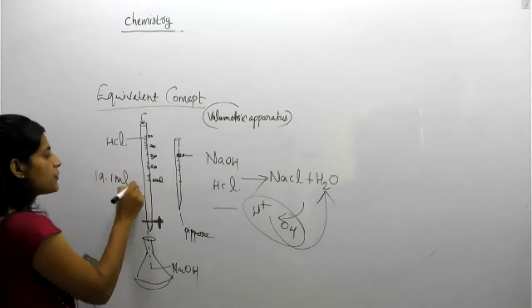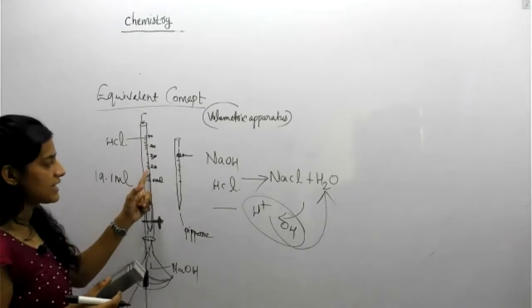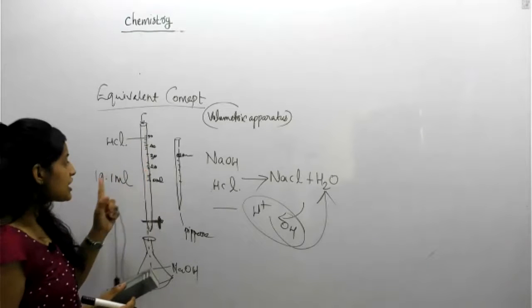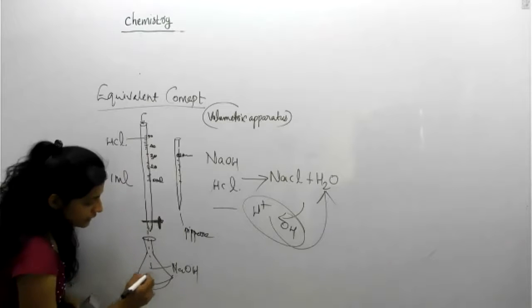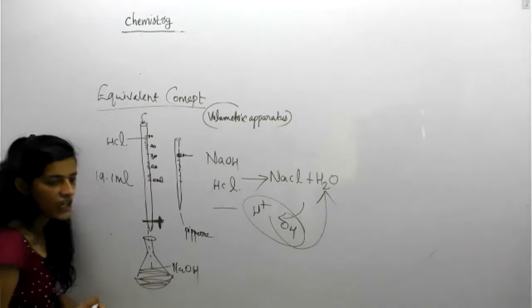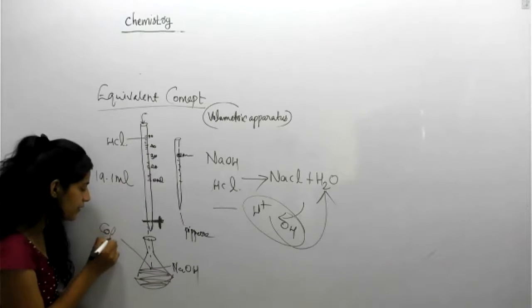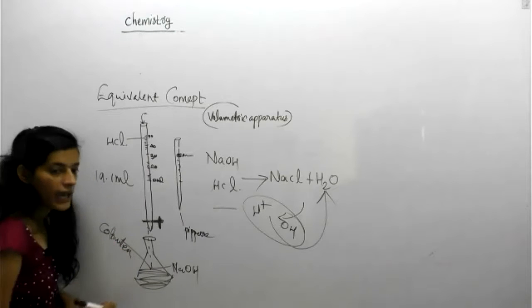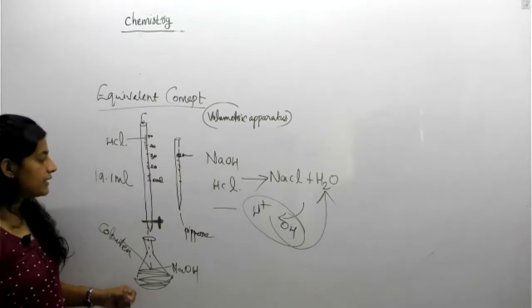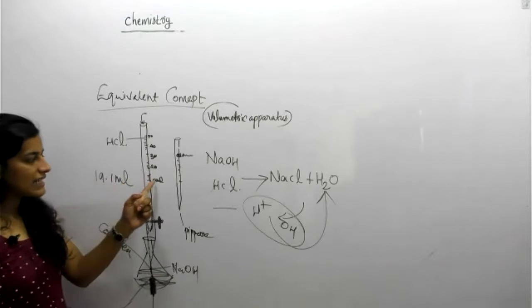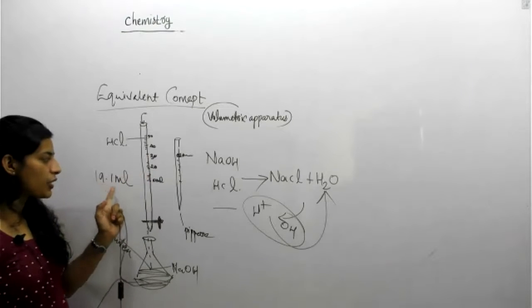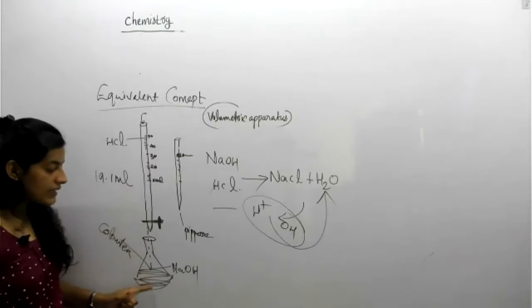19.1 ml, up to 19.1 ml, reaching here, the lower area. Suppose NaOH in the initial stage is in a colorless condition. Colorless. Okay. But after some time, after the reading reaches 19.1 ml, what happened? There is a pink color.